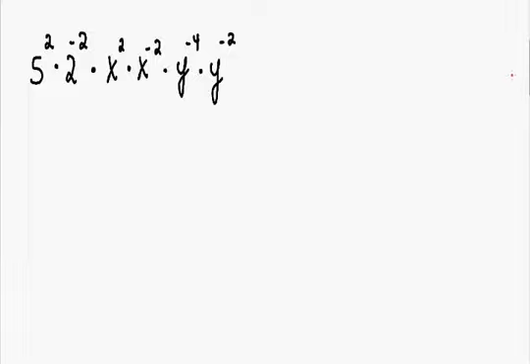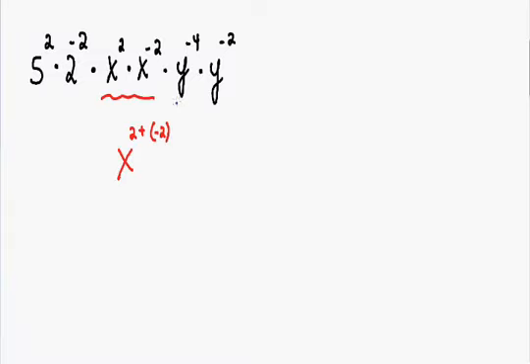So now let's simplify this even further. Notice how we have two x's being multiplied with each other. And we know from my previous video, we can simplify this by adding the exponents since we're multiplying. So this x can be simplified by adding the exponents. So we have an exponent of 2, and we need to add that with our other exponent of negative 2.